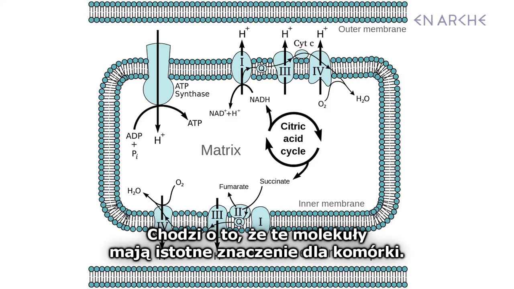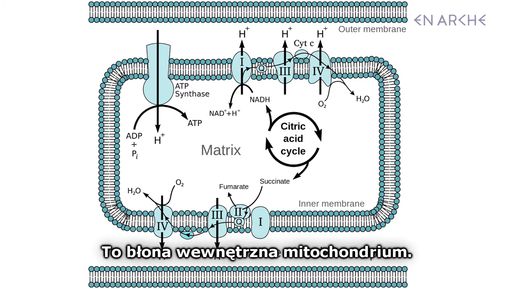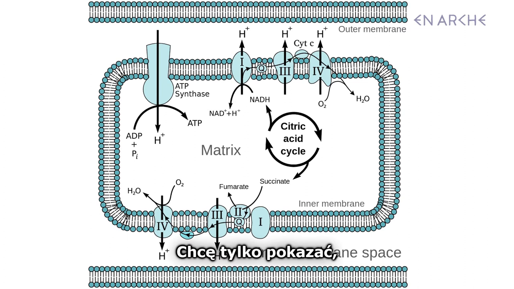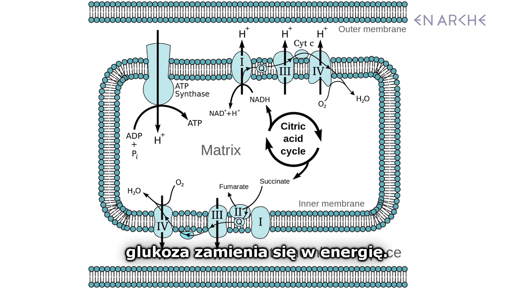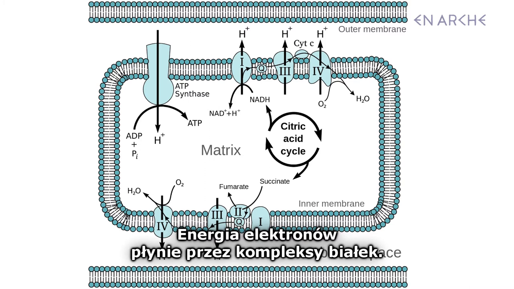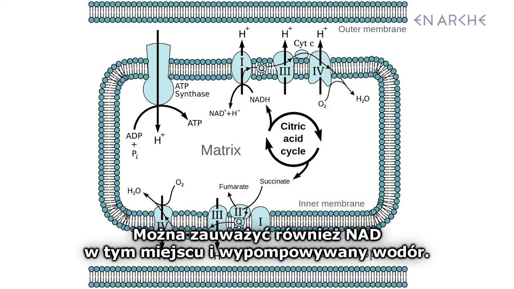Here is the citric acid cycle, which takes place in the mitochondria, and this is the inner membrane of the mitochondria, this is the intermembrane space, this is the outer membrane. I don't have time to go through all of this, but just to give you a hint of the complexity of the metabolism. This is where the glucose becomes turned into energy in a major way. The citric acid cycle spits out succinate, and the FAD comes along, boom, turns it into fumarate. And the energy of the electrons is passed through these complexes of proteins. Hydrogen ion gets pumped out. Then over here, the NAD gets funneled into this complex, and hydrogen ion gets pumped out.